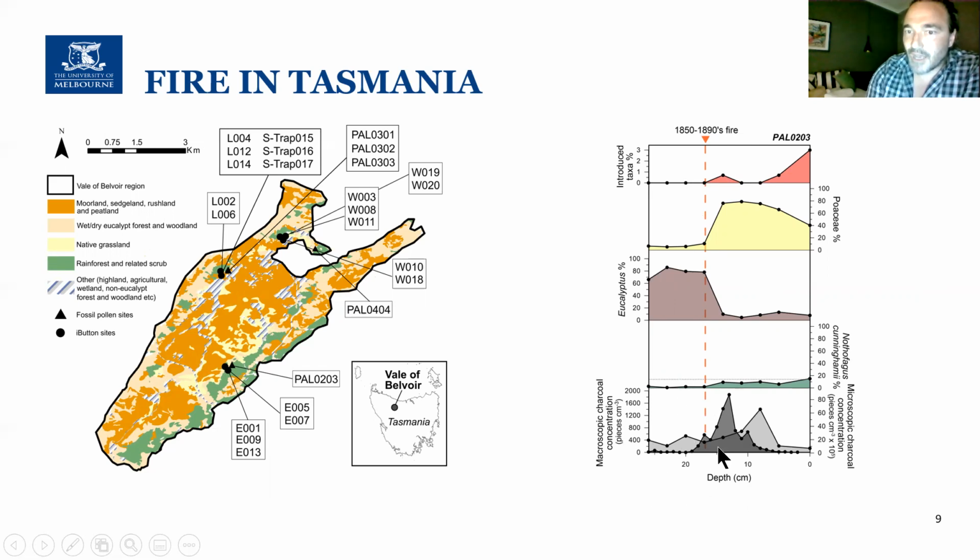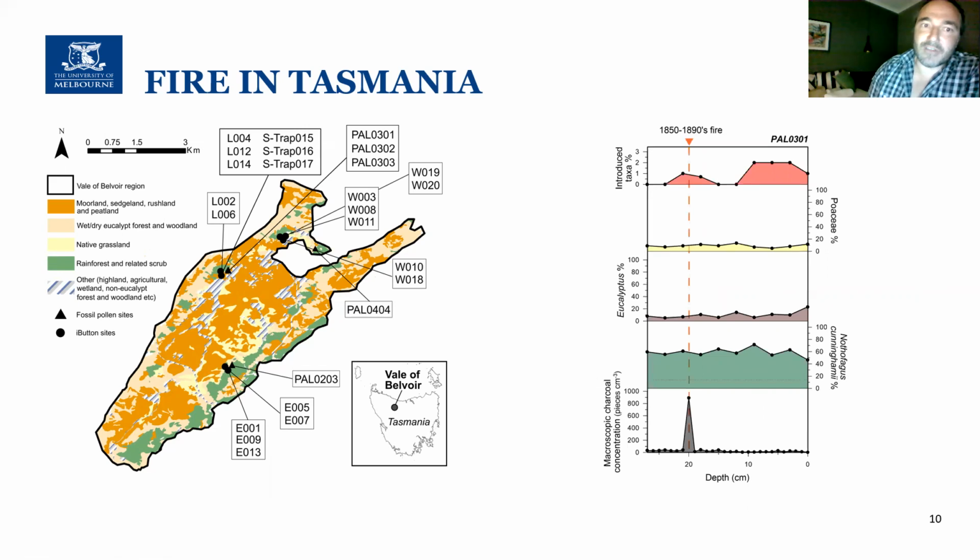You can see here there's a charcoal peak, and it shifts, so it eventually switches from a eucalypt forest into a grassland, okay, upon this fire, which we assume is around the 1850s and 1890s, because that's when the first cattle arrived in the region.